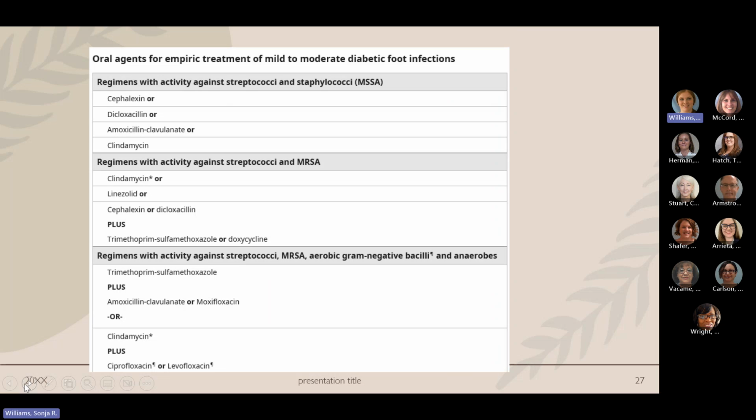And these are similar guidelines from UpToDate, and those were previously in my slides, that if there's a superficial infection, usually targeting gram-positives again. If you're suspecting MRSA, clindamycin, or more appropriate in this facility, Bactrim or doxycycline.